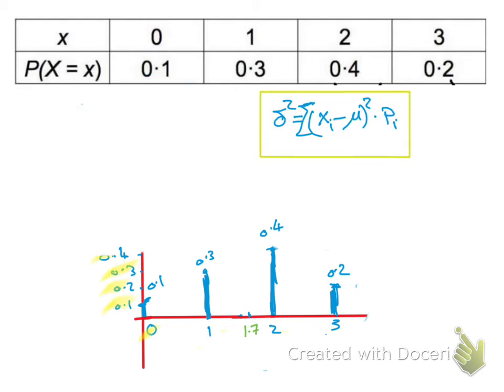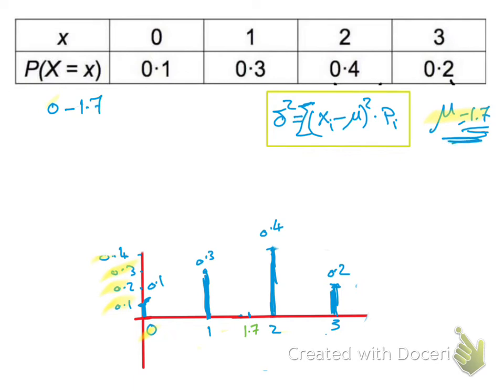Okay, let us have the formula here. So I have mu from the previous example, it was 1.7. As we can see here, the mu was 1.7. So the first x will be 0 minus 1.7, this mu, okay, square. I have to get all of them. Every x, xi: x1 minus mu, x2 minus mu, x3 minus mu, x4 minus mu, okay.